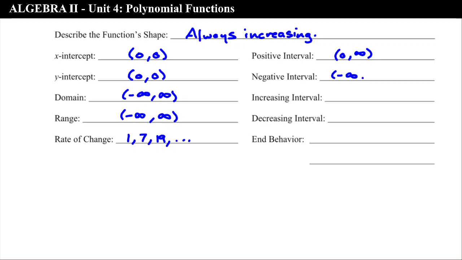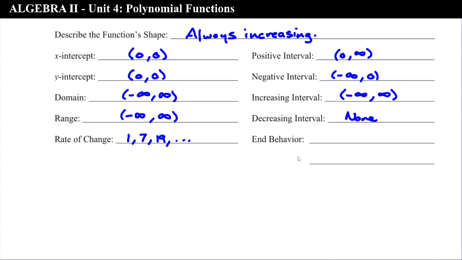And again, you'll have your graph to look at that, but these are our key features for the parent function. Well, it's always increasing. We already described that as our function shape. So our increasing interval is from negative infinity to positive infinity. Since it's always increasing, then there's no decreasing interval.